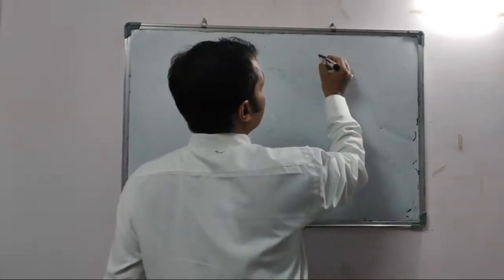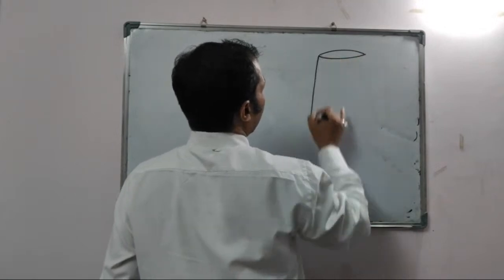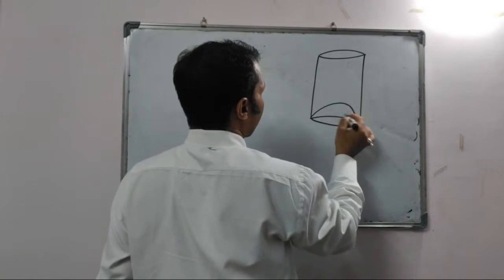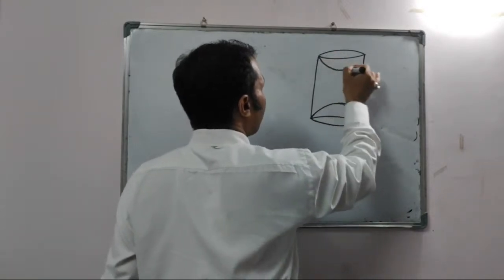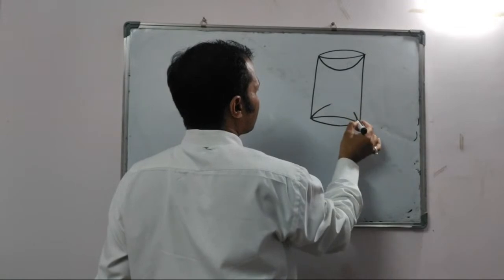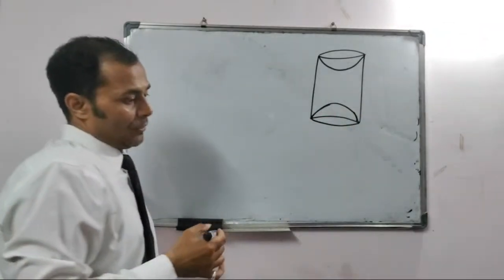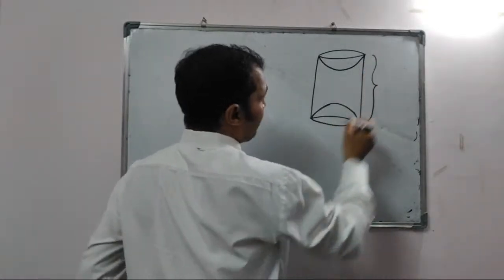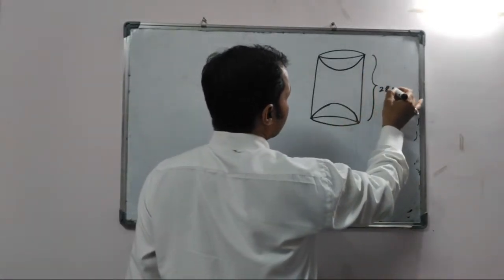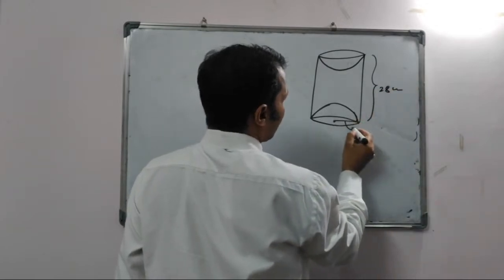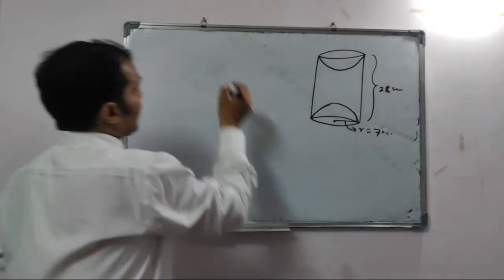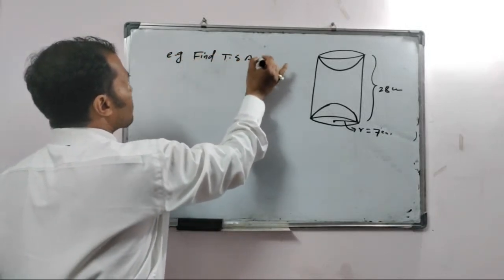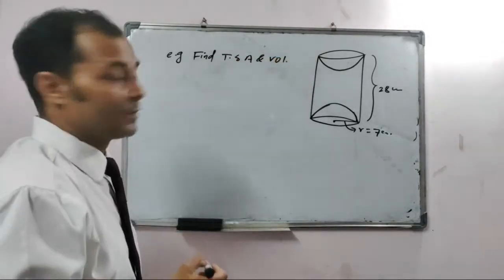Now see this question. Now you can see in the figure we have got this cylinder that says 28 centimeter, and this is the hemisphere. The radius is 7 centimeter. Now you need to find TSA and volume. Okay, let's see this question.